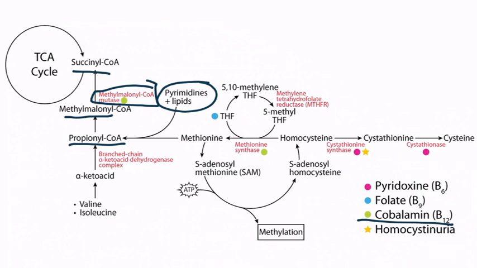Homocysteine to methionine requires both vitamin B12 and folate, while the conversion of methylmalonyl-CoA to succinyl-CoA only requires vitamin B12. Based on this information, you should be able to deduce what labs would be elevated in a patient with a folate deficiency compared to a patient with a vitamin B12 deficiency. Okay, let's do a question.